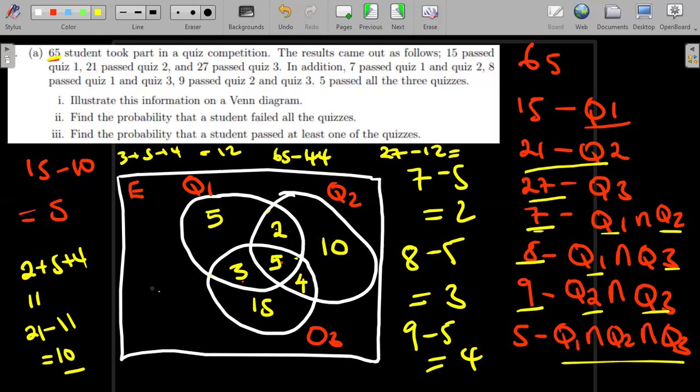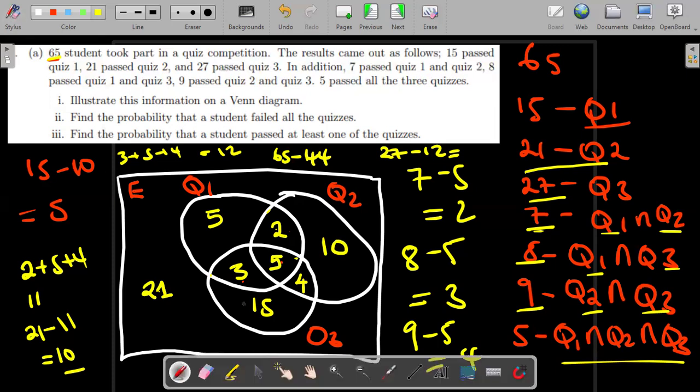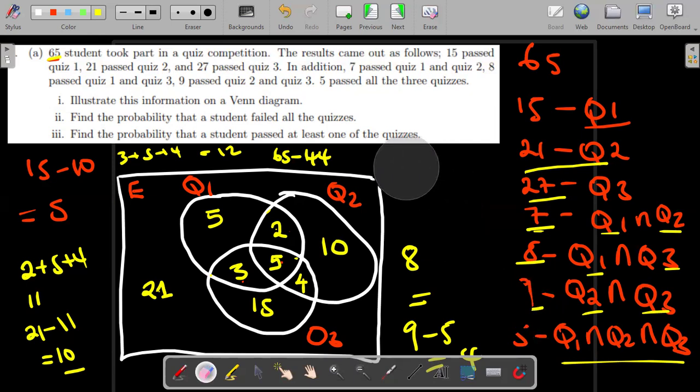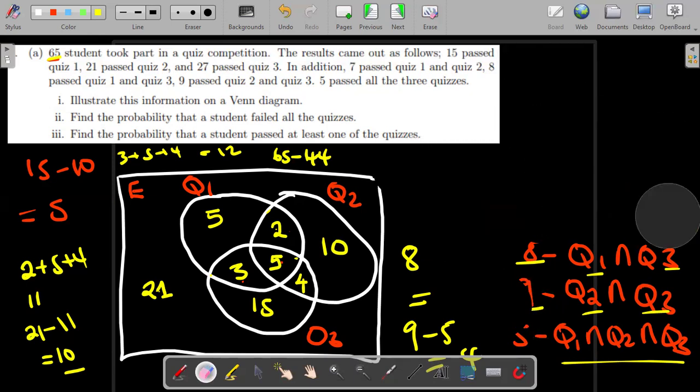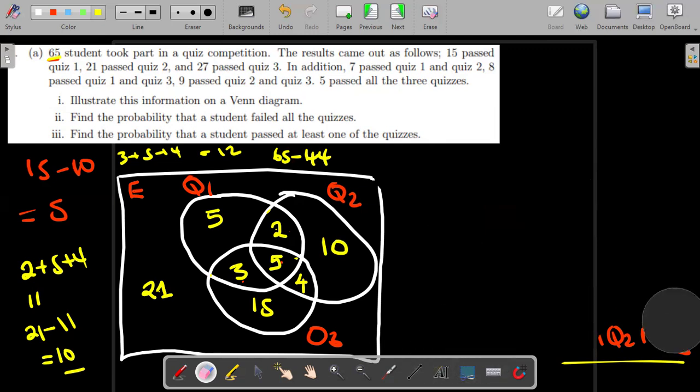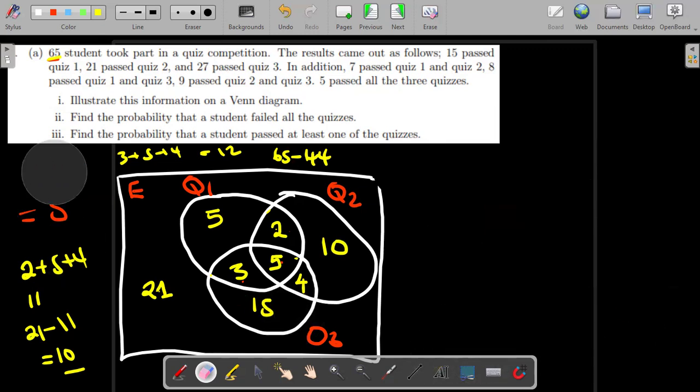So 21 is our answer, meaning 21 here. These did not pass any of the 3 quizzes. Okay, so now we've illustrated that on the Venn diagram. Now let us answer the question that follows afterwards. Let me just erase this part here. Okay, so erase this such that we look at part 2 of the question.